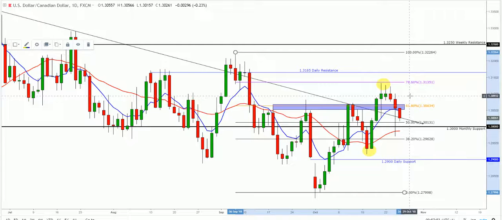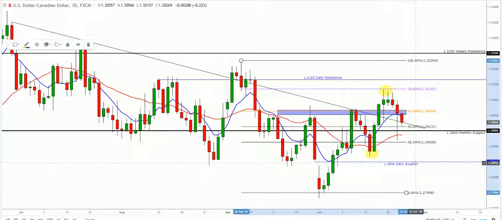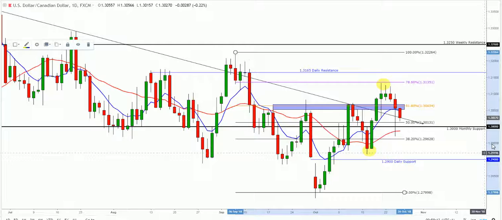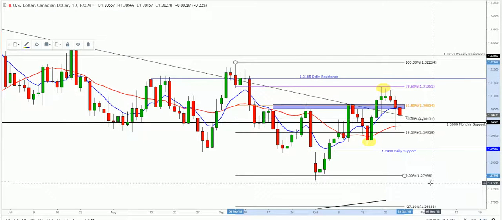turns to a downside perspective, where we're looking at price to break this 1.3 along with the simple moving average and form a new low at this 1.2900 daily support. Following this, we will be looking down towards the 1.275 weekly support, which isn't actually plotted on here at the moment. But again, we'll have to wait to see how price responds around this crucial region.